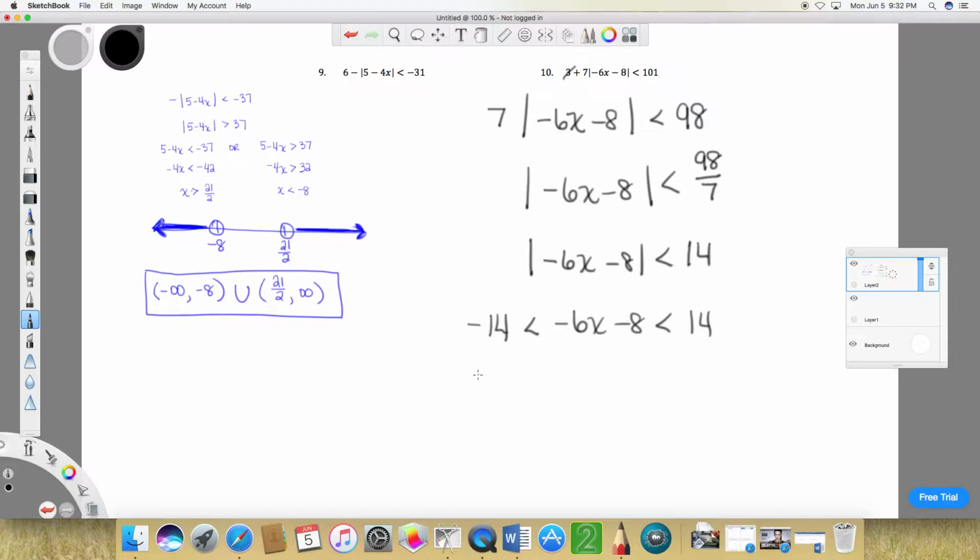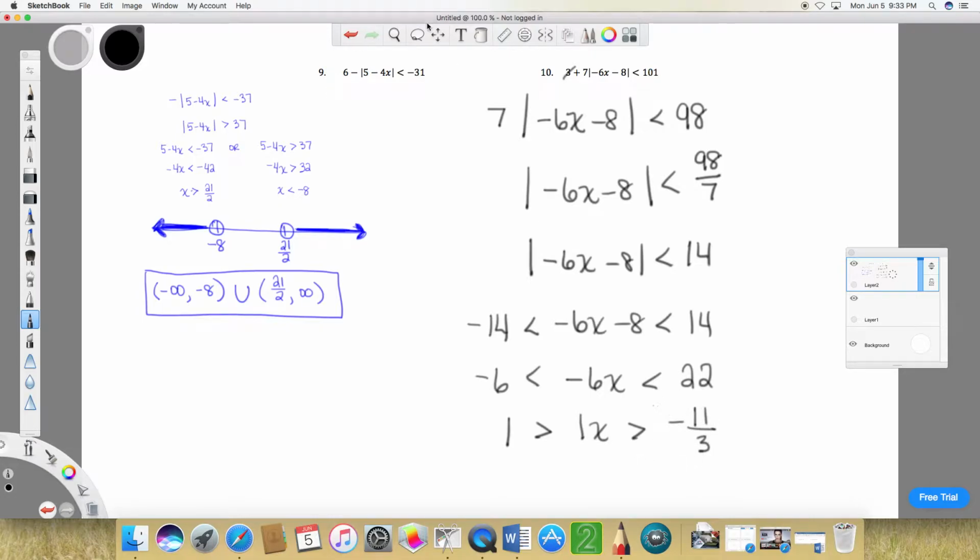Negative 14 plus 8 is a negative 6, which is less than negative 6x, which is less than, and 14 plus 8 that's 22. Let's divide everybody by a negative 6. So we'll have 1 here. The arrow will change directions. We'll have a 1x. The arrow will change directions. We'll have a negative value here. Both of them are even, so half of 22 is 11. Half of 6 is 3.